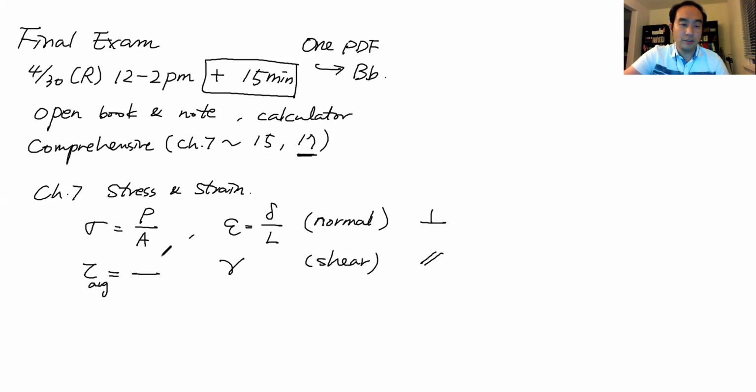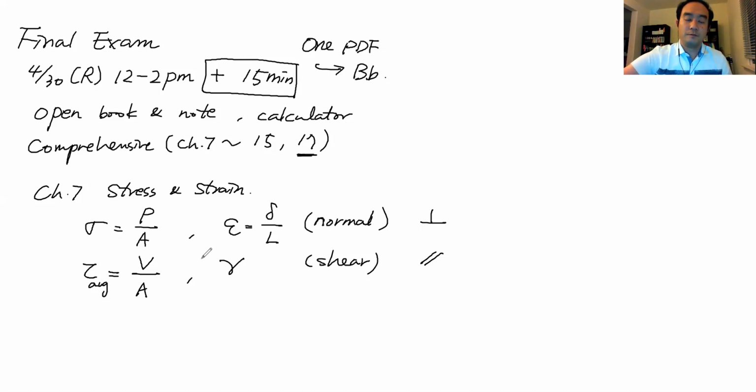And the definition is similar: tau average equals V over A. V is the shear force, A is the cross-sectional area, and gamma is the shear strain, which is measured as an angle. I showed you, right? When we apply the shear force, let's say this is the cross-sectional area, we apply this force parallel to that cross-sectional area, and we can measure the angle difference. As you can see, this angle difference is gamma.